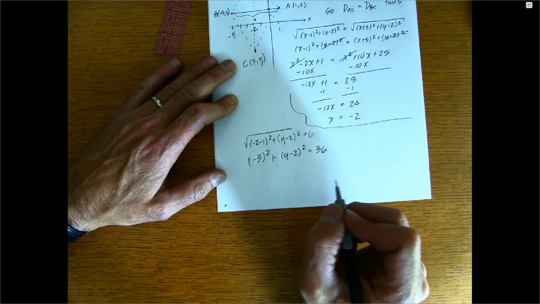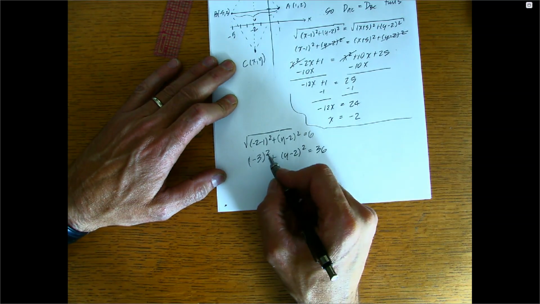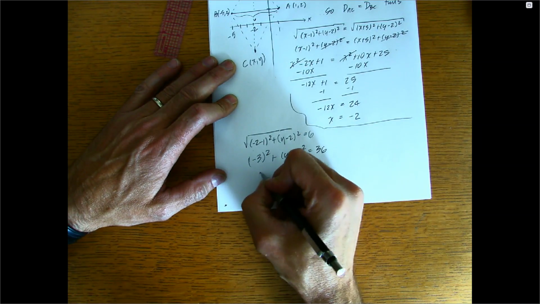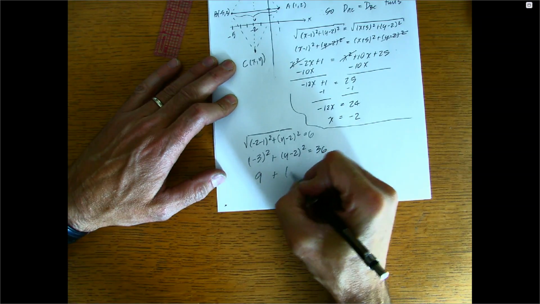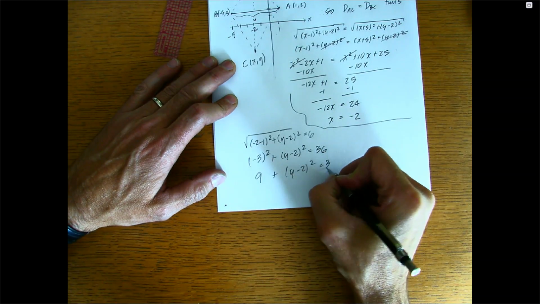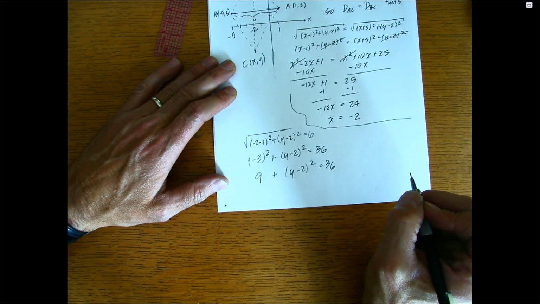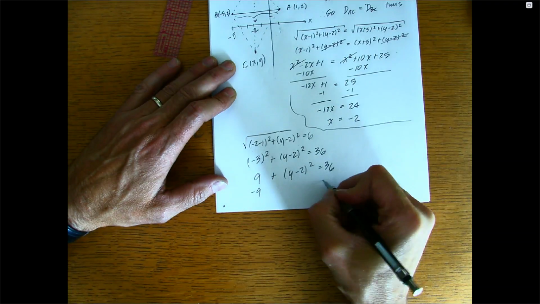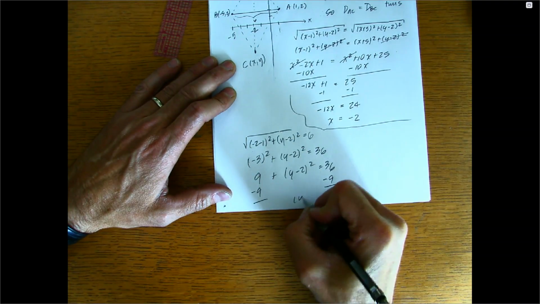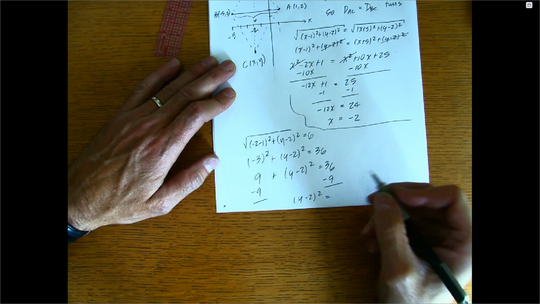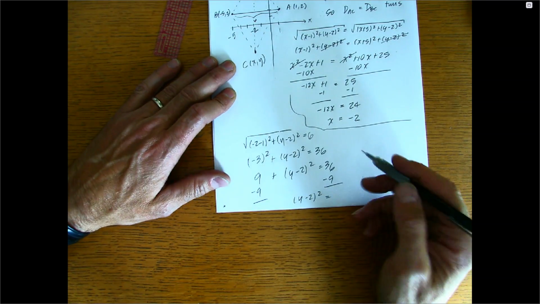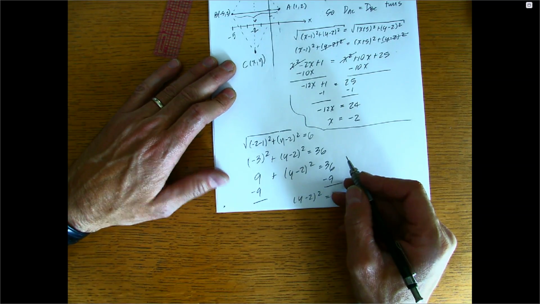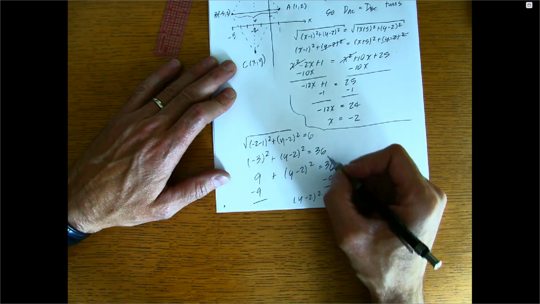So let's see if we get a 9 here. So 9 plus y minus 2 quantity squared equals 36. Let's go ahead and subtract 9 from both sides. And we'll get y minus 2 squared equals, let's see, 9 from 36 is going to give us 27, right? Yeah, 27.